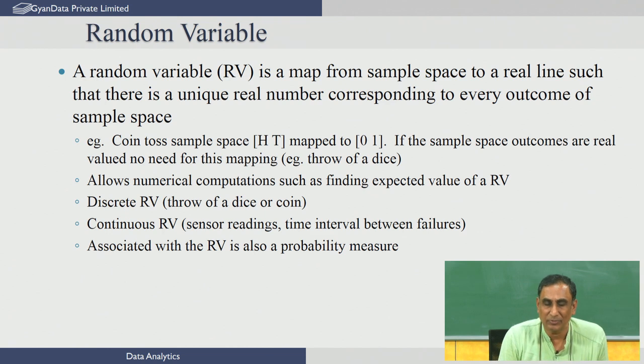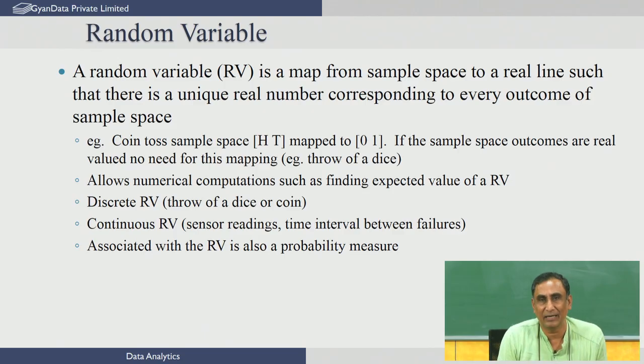Now, if the outcomes of a random phenomenon are already numbers, such as the throw of a dice, then we do not need to do this extra effort. We can work with the outcomes themselves in that case and call them random variables. We will see how we can do numerical computations once we have such a map.